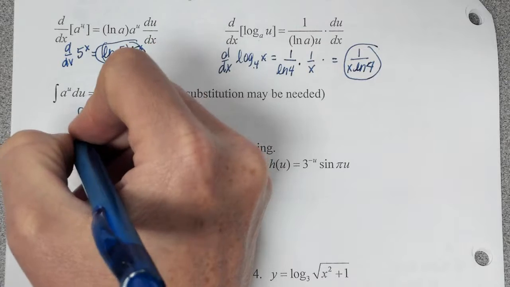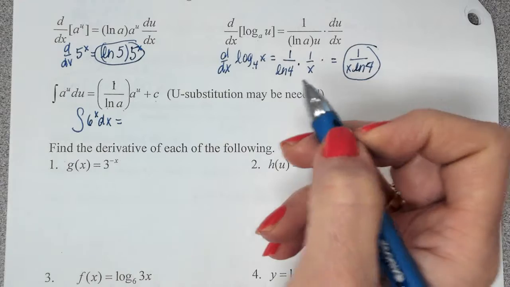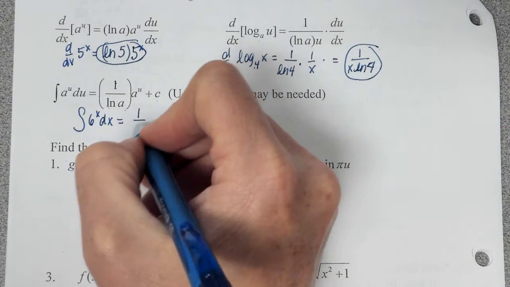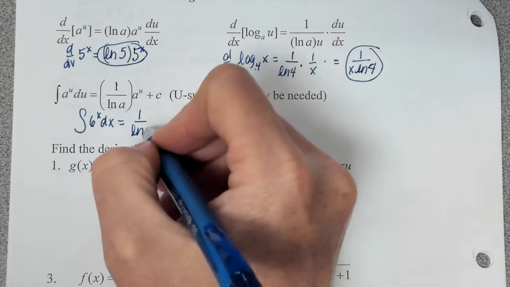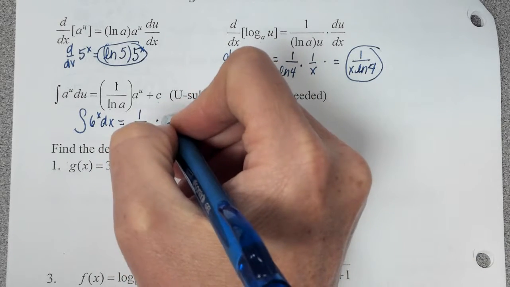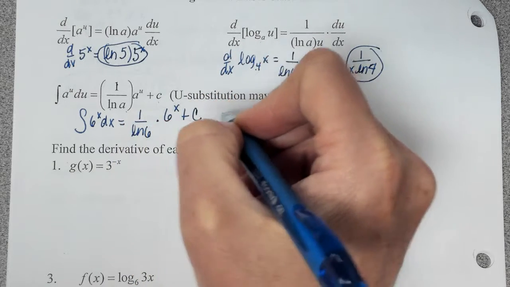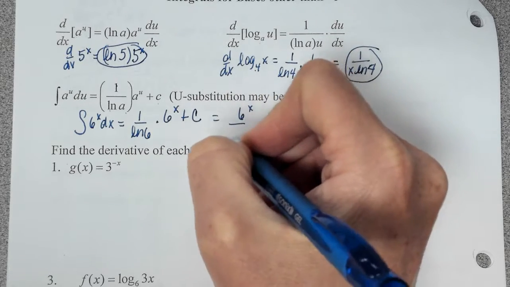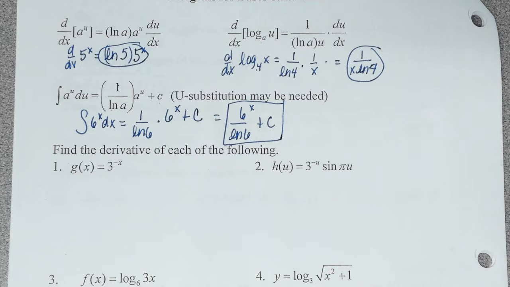So this would be as if we have the integral of, say, 6 to the x dx. So that integral is going to be what? 1 over the natural log of, what's a? 6, times what? 6 to the x plus c. And so that would be 6 to the x over natural log 6 plus c. Okay, so that's just a real simple way to use those formulas. They're not difficult. It's just a matter of looking at the formulas and then applying them.